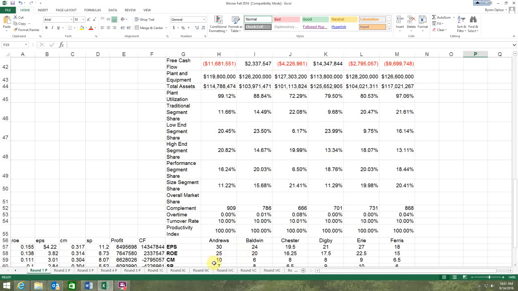Then contribution margin, and I give this credit just because it becomes such a big factor. I noticed that the first year or two that I used this game, before I developed this scoring system, contribution margin was such a huge factor that I decided to give it some importance in terms of my scoring. Again, Andrews came out on top. Then stock price.